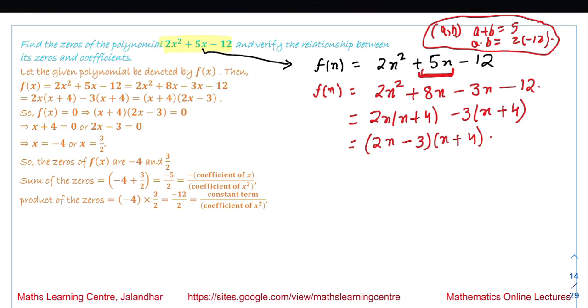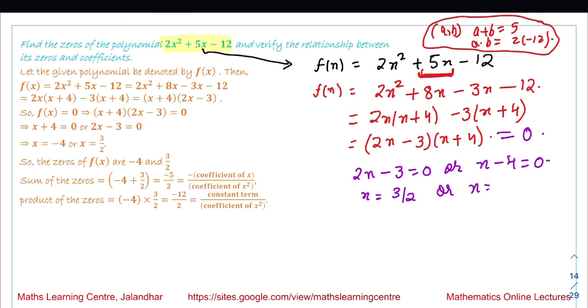Now we have to find the zeros of this polynomial. It means we are going to equate it equal to 0. So we get 2x minus 3 is equal to 0 or x plus 4 is equal to 0. So x is equal to 3 by 2 or x is equal to minus 4. So we are saying the zeros of f(x) are minus 4 and 3 by 2.